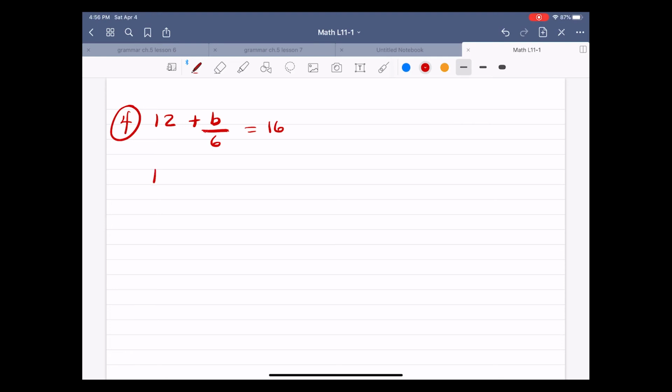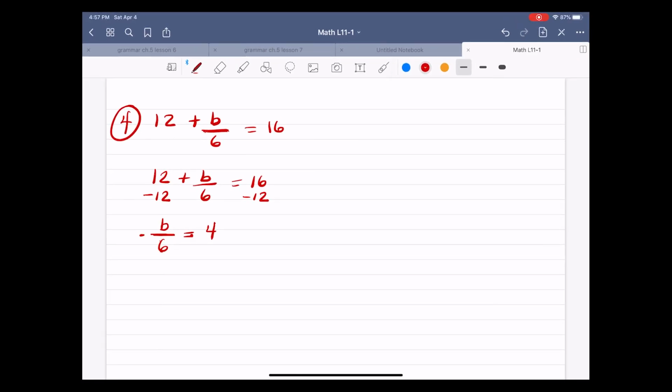But before I do that, I'm going to rewrite the problem. I'm going to subtract 12. If I subtract it from the left, I have to subtract it from the right. Then I'm going to have b over 6 equals 16 minus 12 is 4. Now I notice that b is being divided by 6. Our variable is b. We want to get rid of the divide by 6. How do you get rid of divide by 6? You multiply by 6. Multiplication is the inverse operation of division.